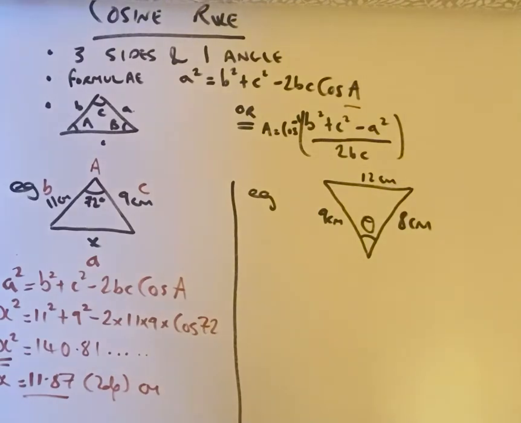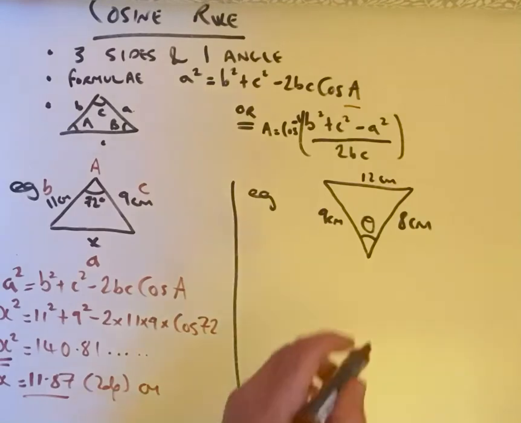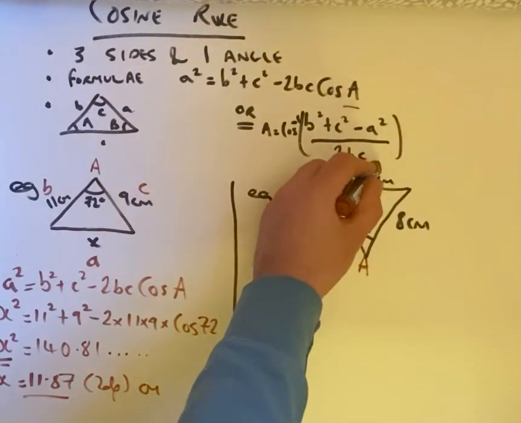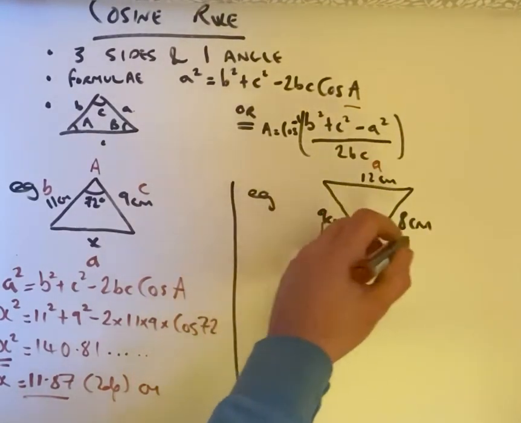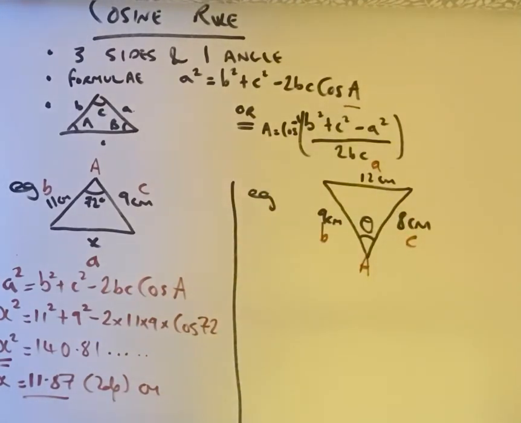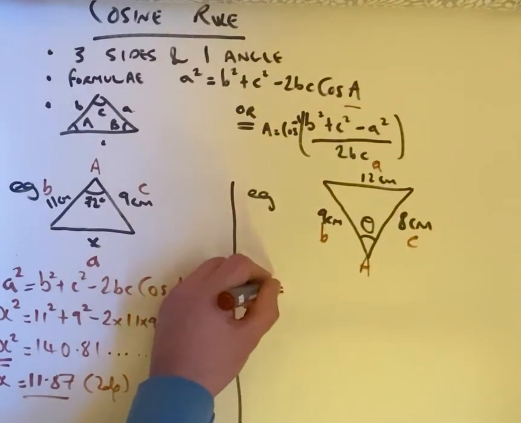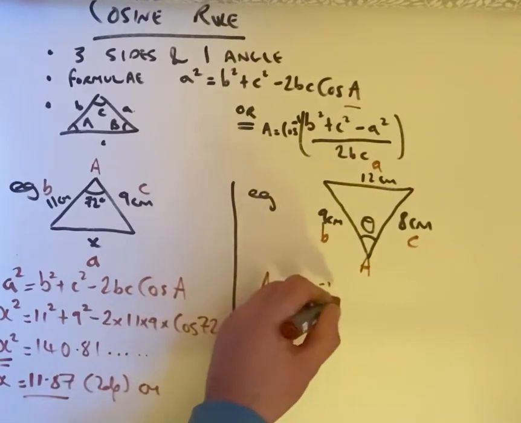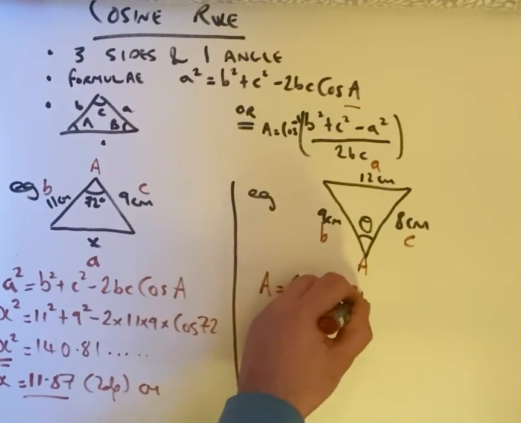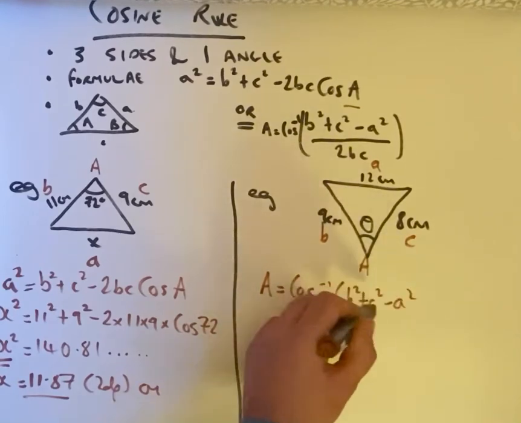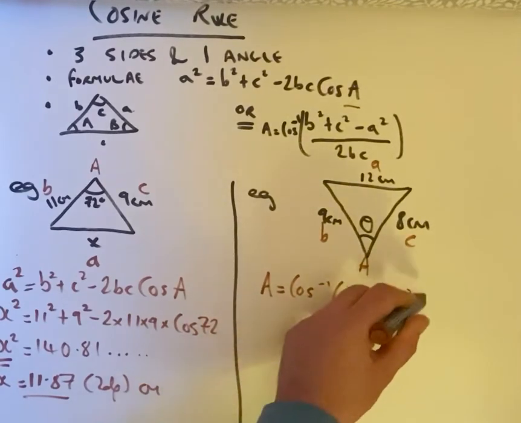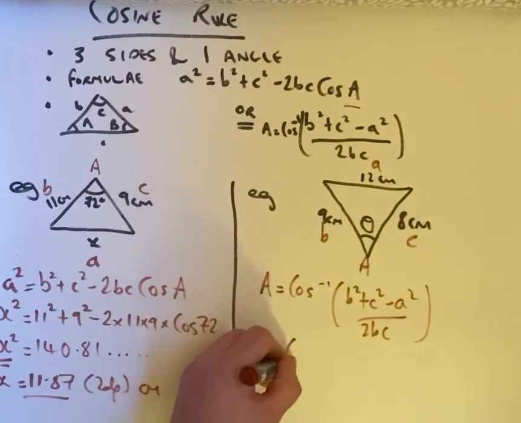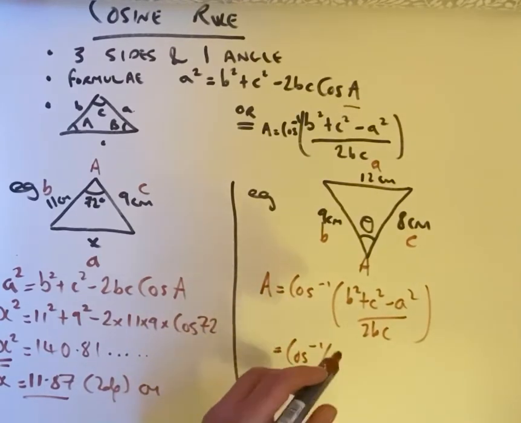For the second example, you'll see that we have three sides and we have a missing angle. So we're going to use the second formula, but again we need to label it with respect to the angle. So if this is angle A, this is lowercase a, and again b and c. So if we state the formula, A equals cos to the minus 1 of b squared plus c squared minus a squared over 2bc. Only this time underneath we're going to replace all the letters with the values.